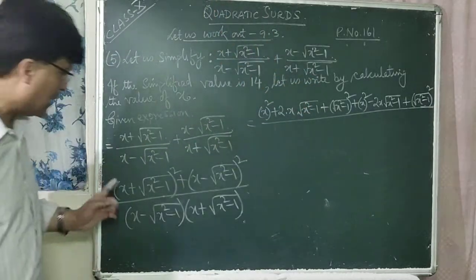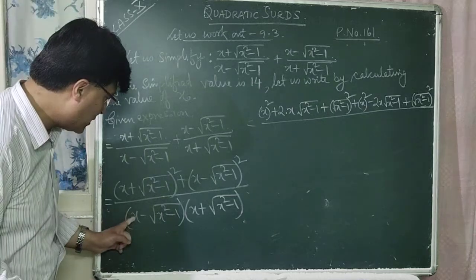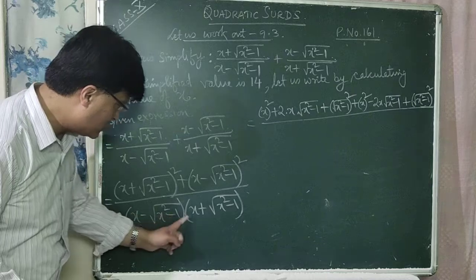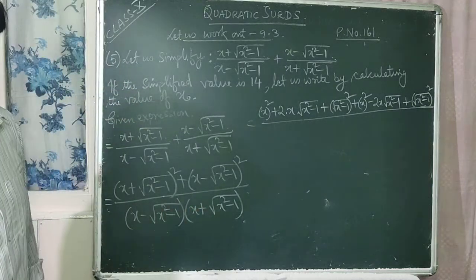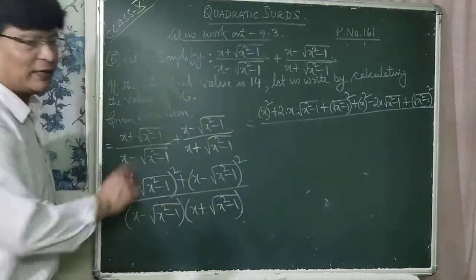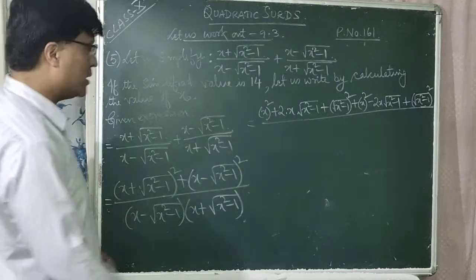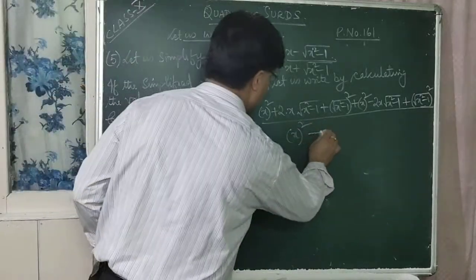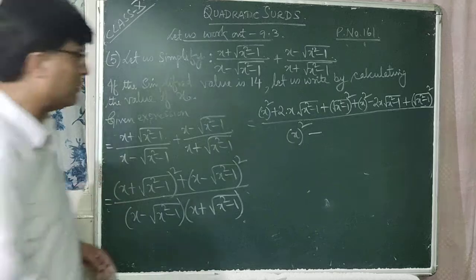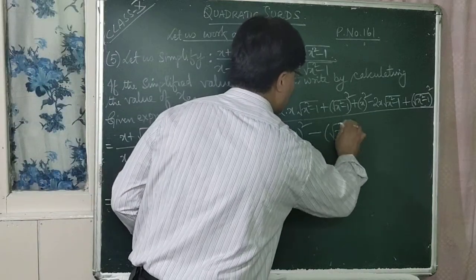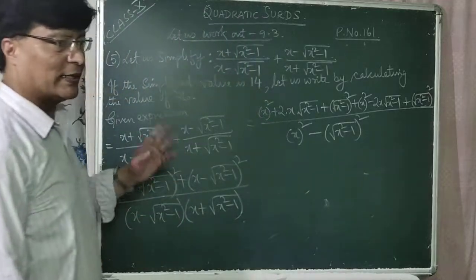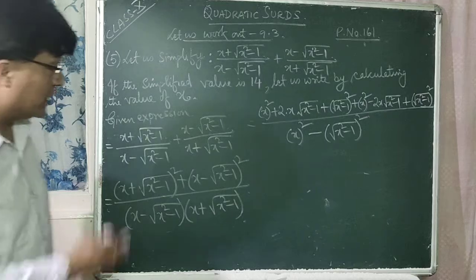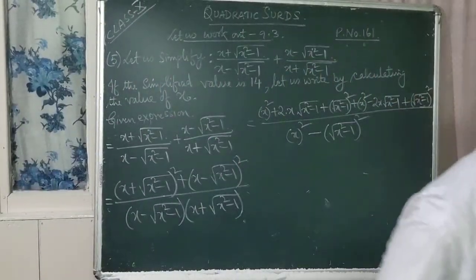Is that clear? Now, in the denominator, what is the formula? (a − b)(a + b), that is a² − b². Here a is x and b is √(x² − 1). So what is a² in this case? That is x² minus, then comes the minus, what is b²? It is (√(x² − 1))². You have understood? Now we have to simplify it.